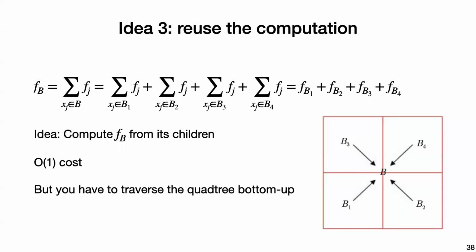Yeah. So this depends on you being able to traverse the quadtree bottom up. But that's pretty easy. Like even if you just had a pointer to the top, you go to the bottom, which is order n work, and then you come back up. So that is order n.